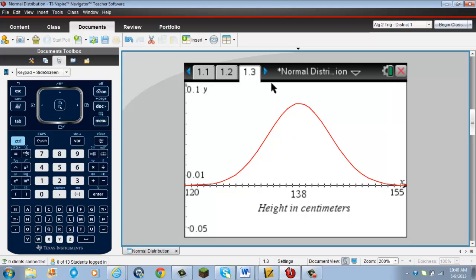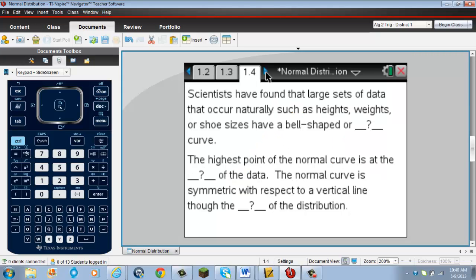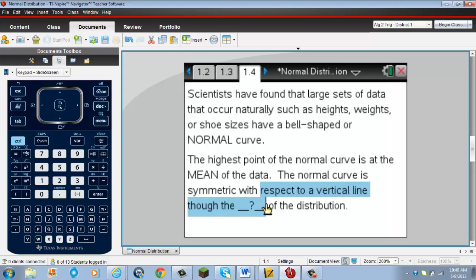Okay, if you move to page 1-4, scientists have found that large sets of data that occur naturally, such as heights, weights, or shoe sizes, have a bell-shaped or normal curve. The highest point of the normal curve is at the mean of the data. The normal curve is symmetric with respect to a vertical line through the mean of that distribution. So the mean is always in the middle of a normal distribution, a normal curve, a normal model. Lots of different ways to say it.